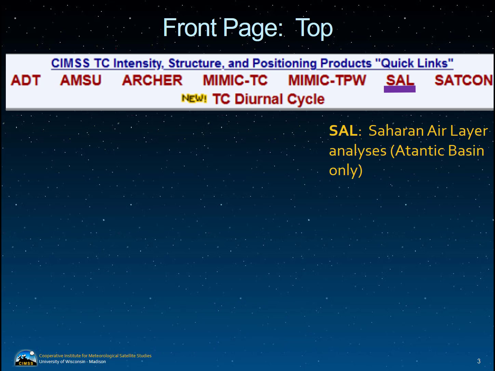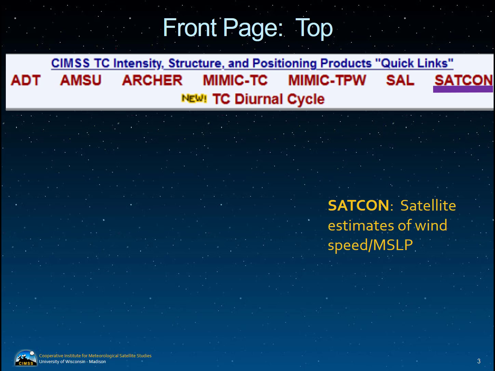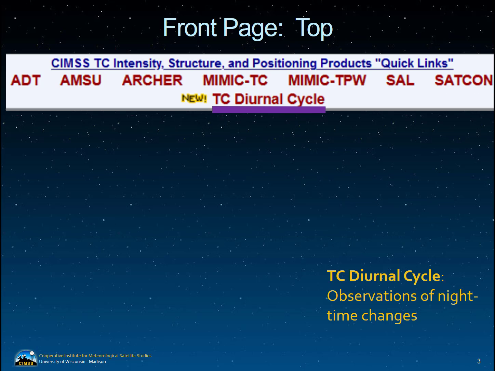SAL is the Saharan Air Layer Analyses. These are done in the Atlantic Basin only. SATCON are satellite estimates of wind speed and mean sea level pressure. And new in 2020 is a TC diurnal cycle, which gives observations of nighttime changes.